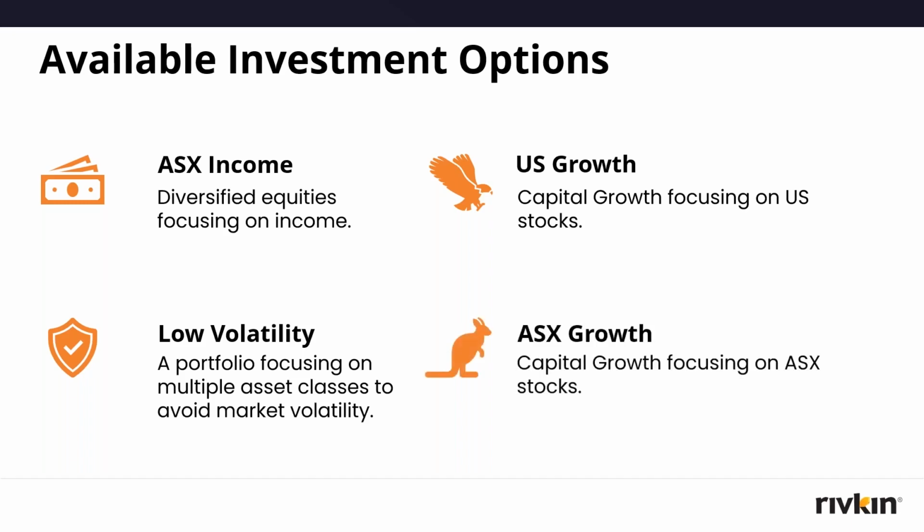And finally, we have our version of ASX Growth. Again, this is for investors who are willing to tolerate some higher volatility because they're more focused on growing the value and the capital in that portfolio. And within this, we're looking at the 100 largest listed stocks, or 100 to 200 largest listed stocks on the ASX.